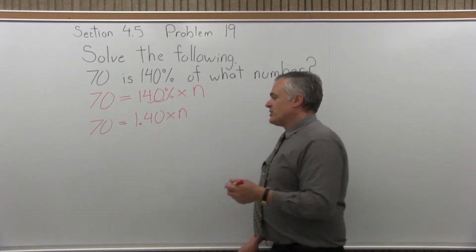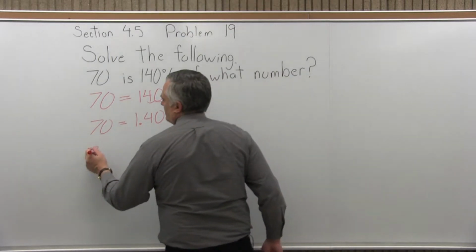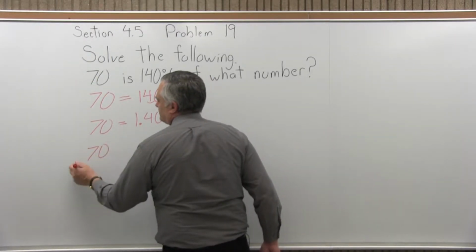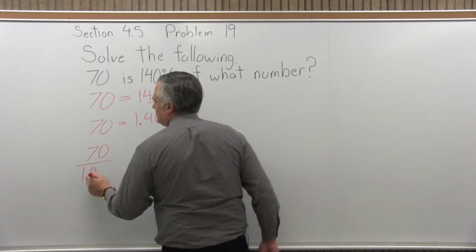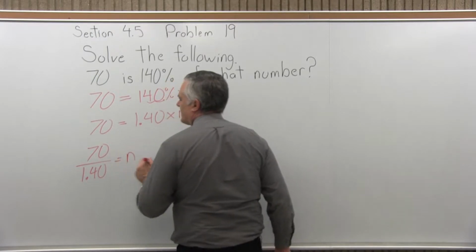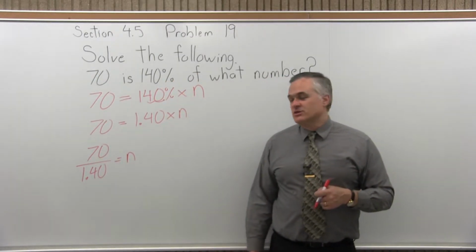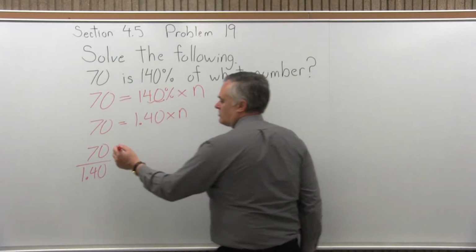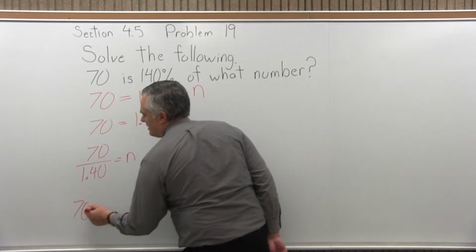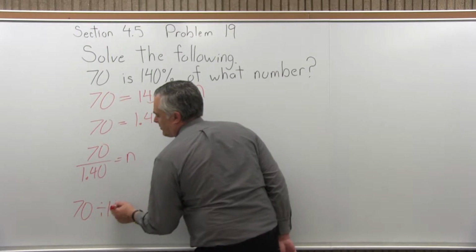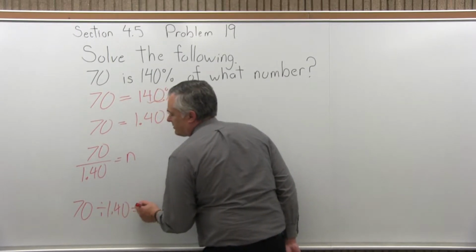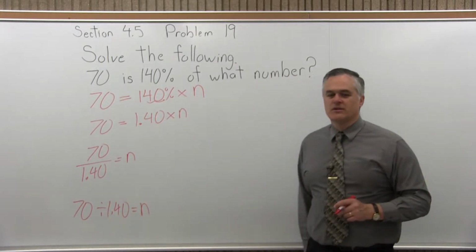Now to solve for n, you'll have n equals 70 divided by 1.40. If you have a class where the teacher will allow you to use a calculator, you do the numerator, which is 70, divided by the denominator, 1.40, and that's equal to n, and you'll get your answer very easily with a calculator.